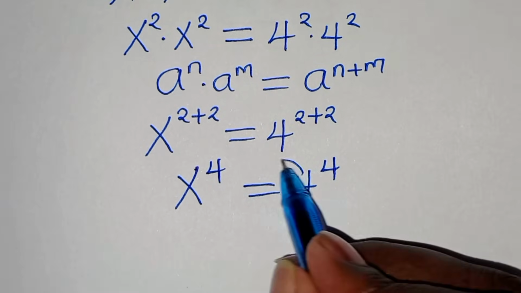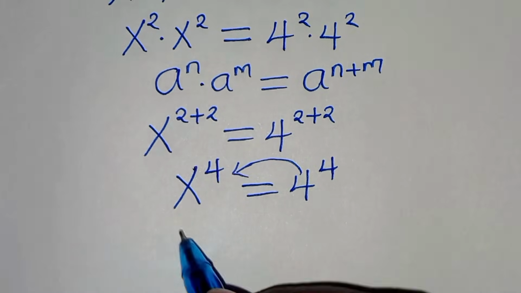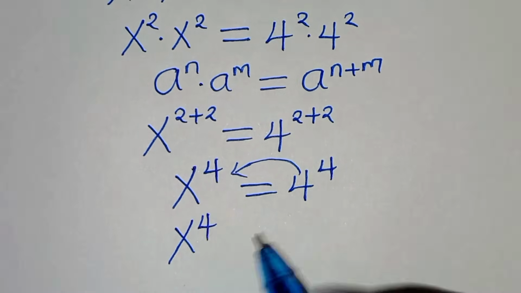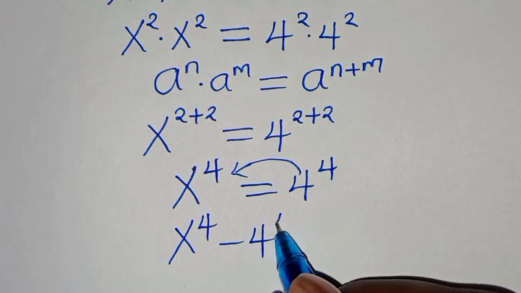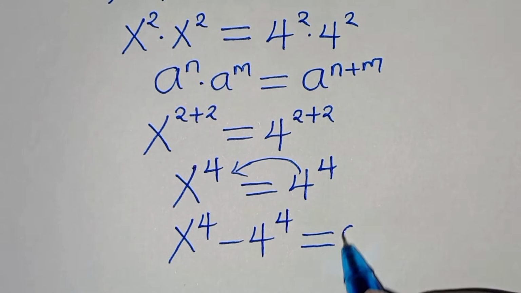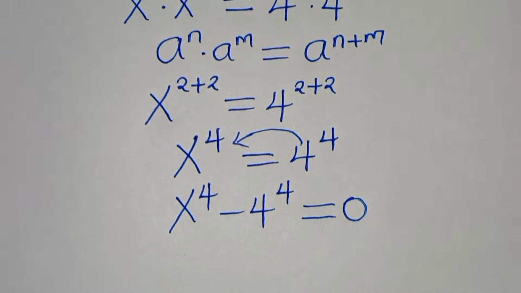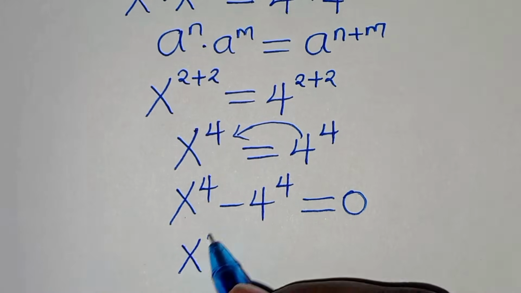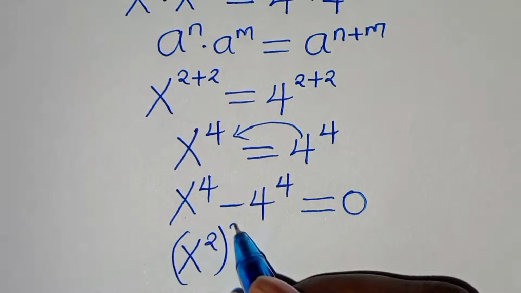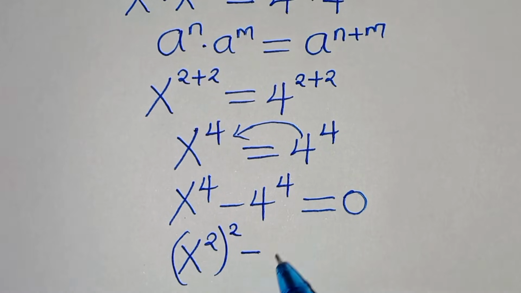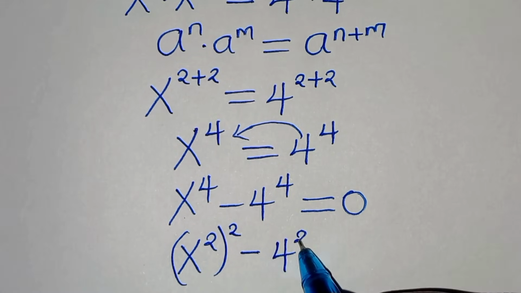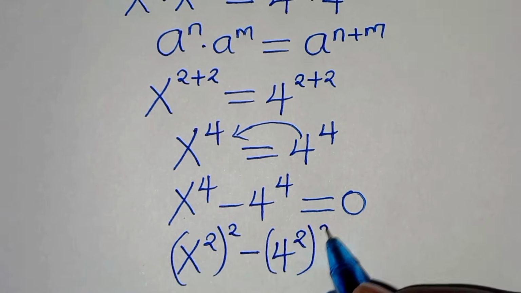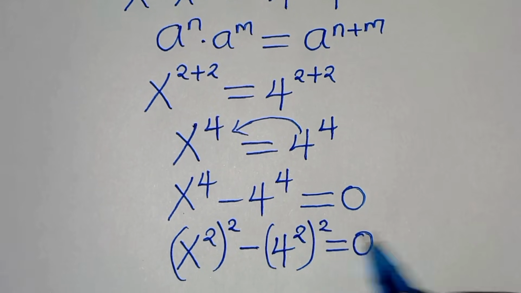Let's take 4 to the power of 4 on the left hand side. And this is x to the power of 4 minus 4 to the power of 4. This is equal to 0. We can express x to the power of 4. This is x to the power of 2 raised to the power of 2 minus 4 to the power of 4, which is 4 to the power of 2 raised to the power of 2 here. This is equal to 0.